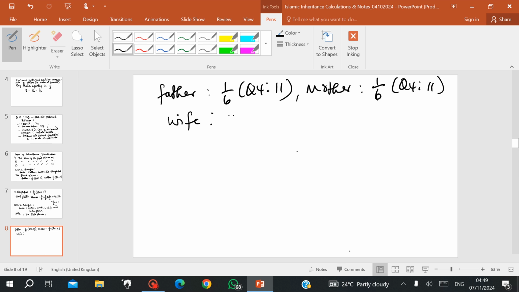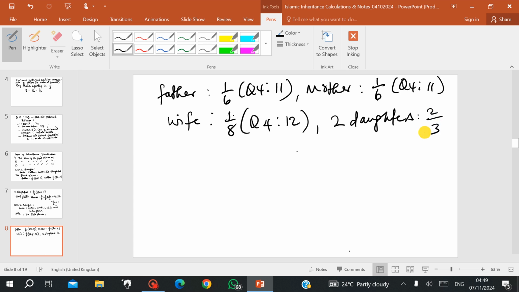Wife is entitled to 1/8. This is Quran chapter 4 verse 12, in the presence of children. And then lastly we have the 2 daughters again. The 2 daughters here will be entitled to 2/3. This is Quran chapter 4 verse 11.